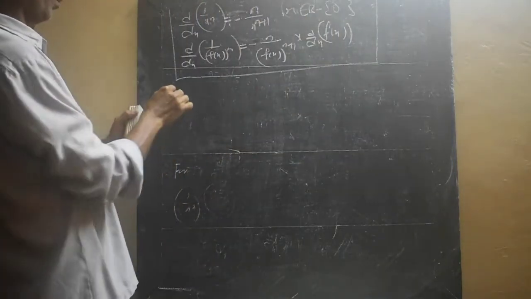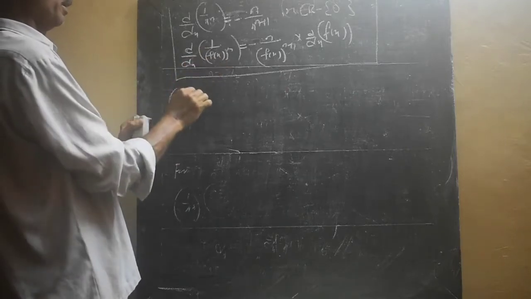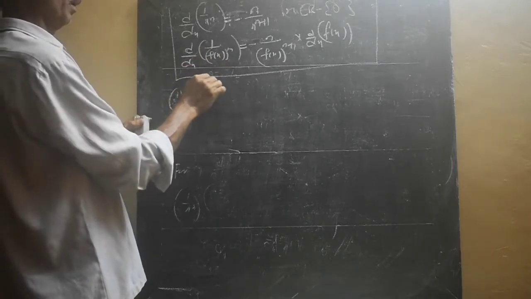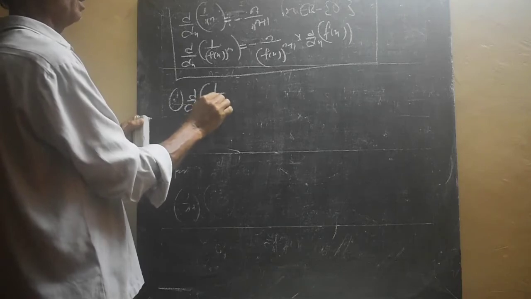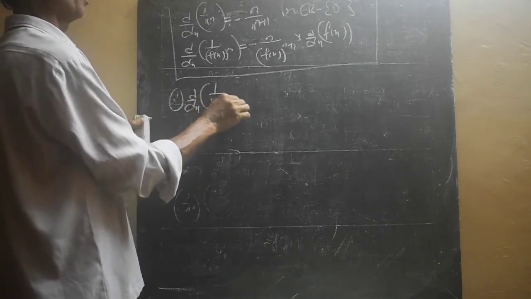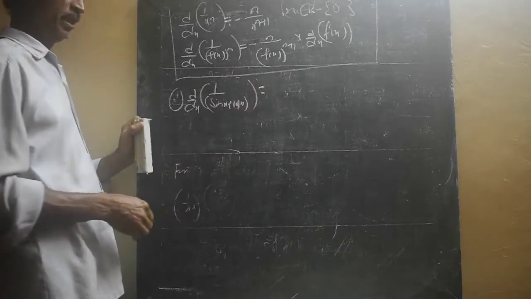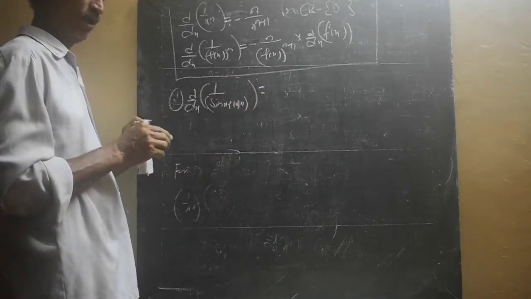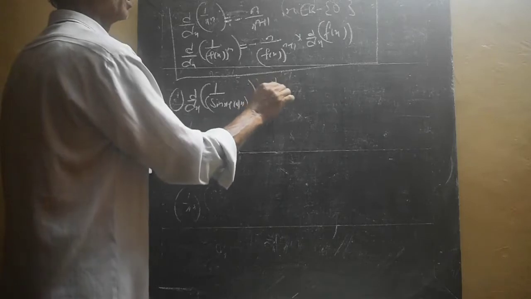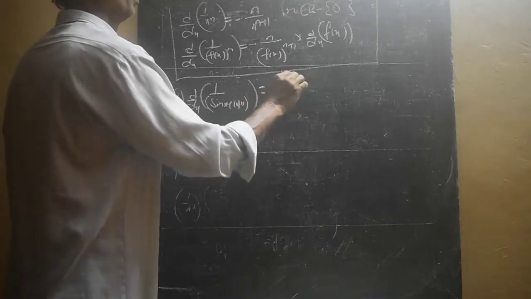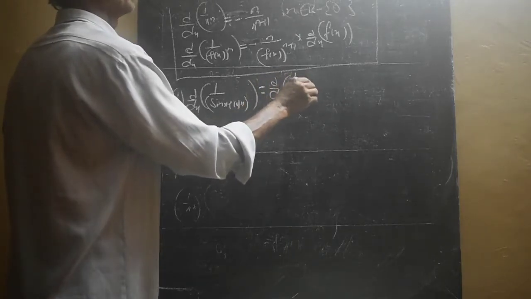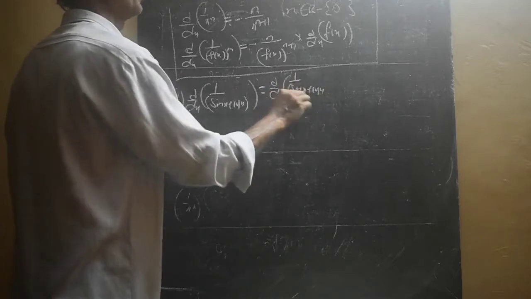Now let us solve some problems on this particular formula. d by dx of, for example, 1 upon sin x plus cos x. Sin x plus cos x means sin x plus cos x to the power 1.